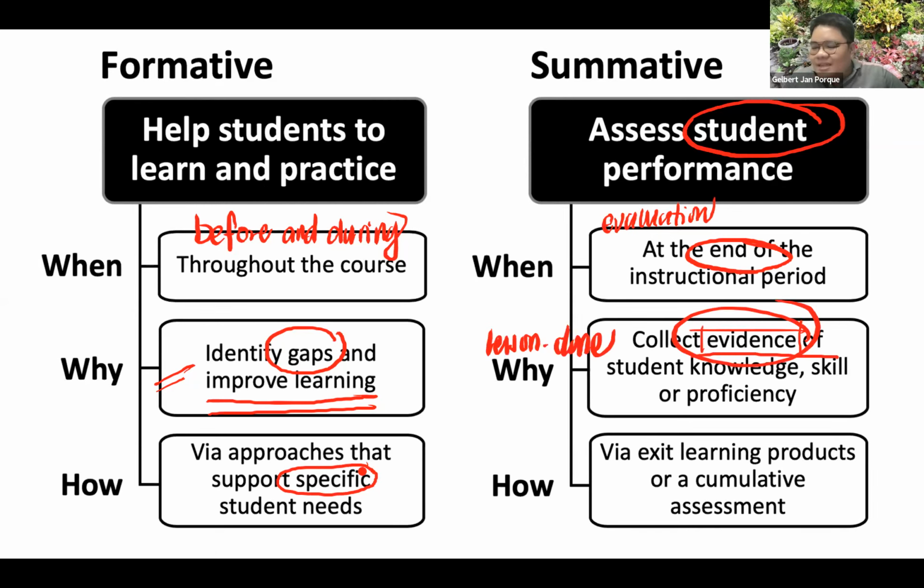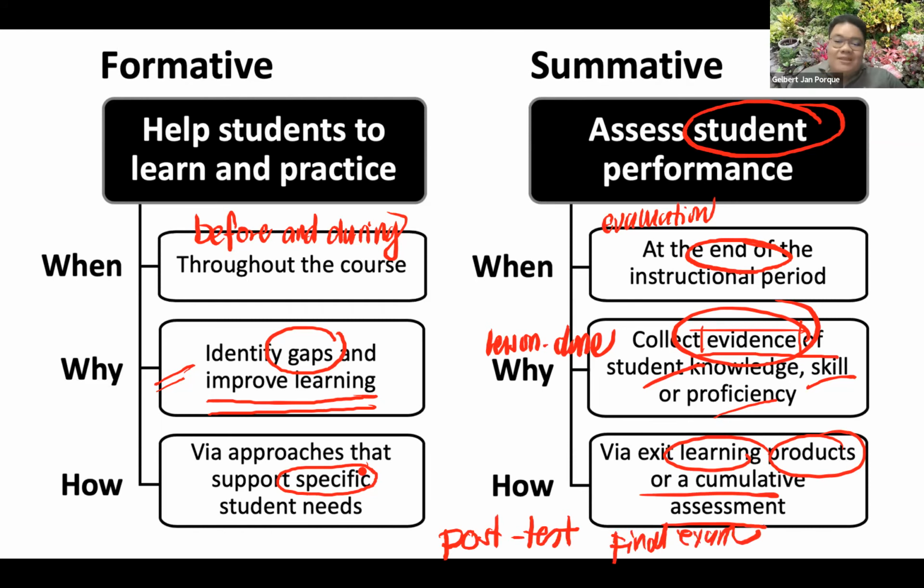And how do we do that? Via your exit learning products or cumulative assessment. Ano yung exit learning products? At the end of the course, for example, di ba, secondary students, at the end of the subject, you would have your post-test. Or at the end of the subject, you will have your final exam. That's an example of your summative assessment. You're trying to find out, did they really understand the entire program? Did they really understand the entire subject that we talk about? Okay? So that's your formative and summative assessment.